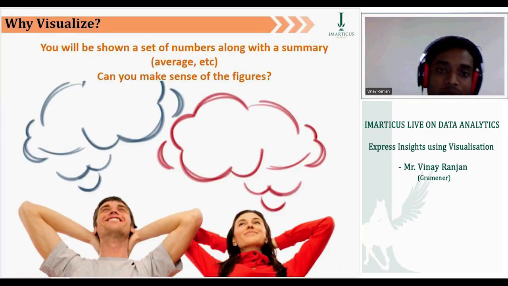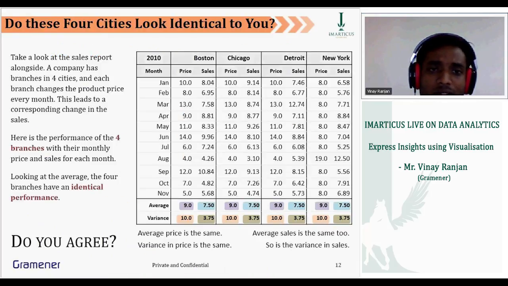So now, let's see a few of the case studies that we did in Gramener. Okay, now look at the sales figures. Now we have four different cities: Boston, Chicago, Detroit, and New York. So for the span of January till November, we have price and sales for all four cities. Now, if we look at the average of each city, it is 9. And even the average price of all the cities is 9.0.